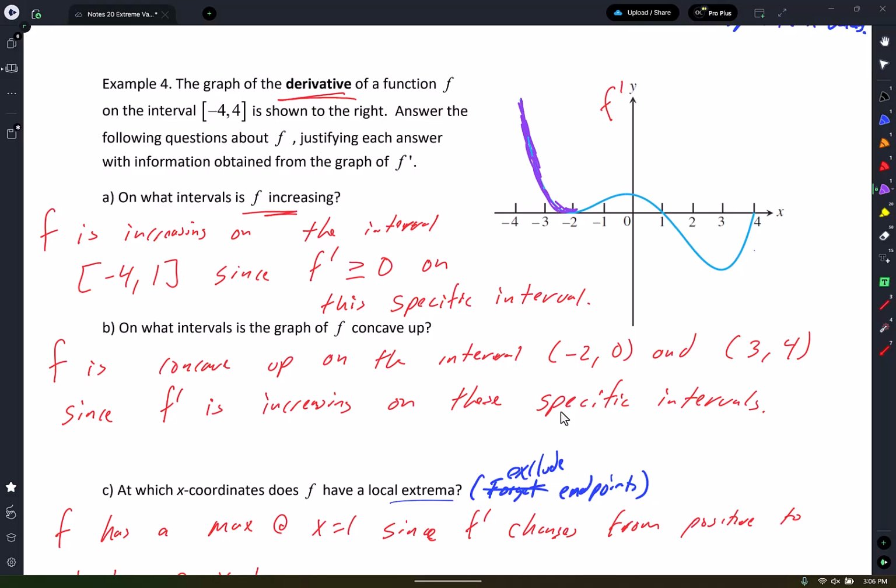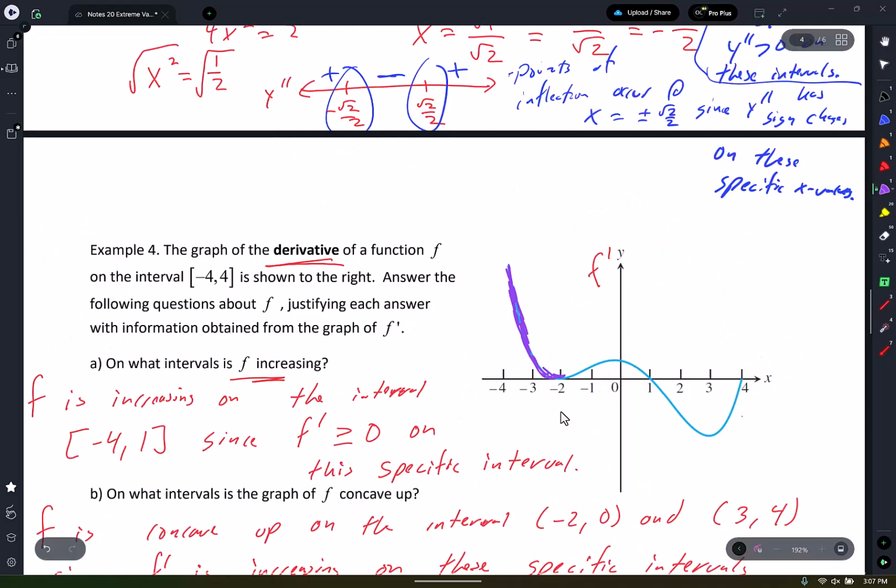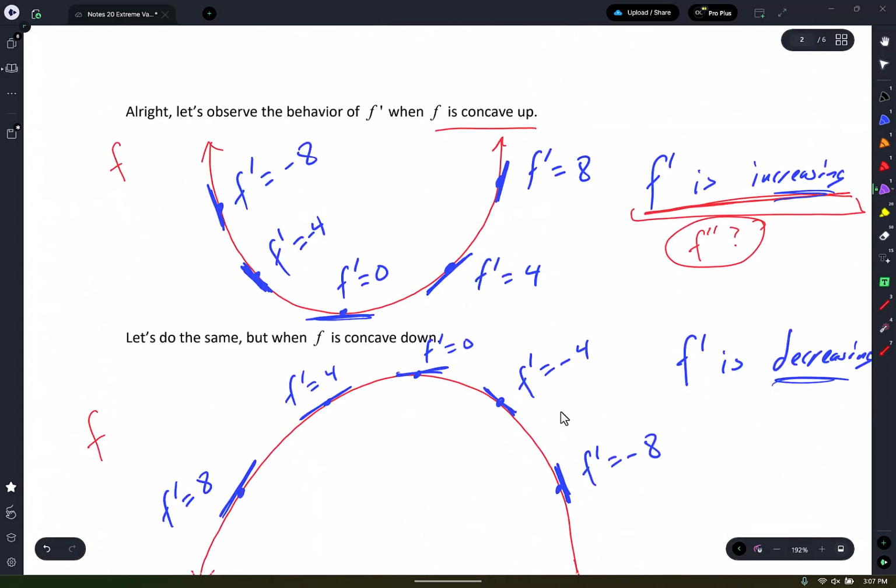No. It's increasing because it's above the x-axis. Yes. Okay, tell me about my concavity. Concave up or concave down? Up. This is F prime, guys. Concave up or concave down? It's not concave up, guys. Okay, relax, relax. Guys, look, you just told me.